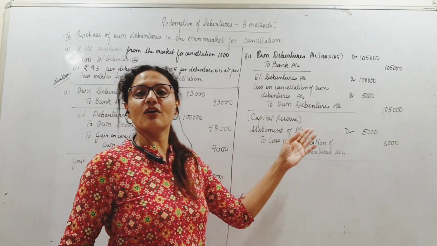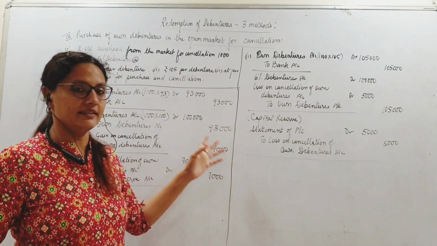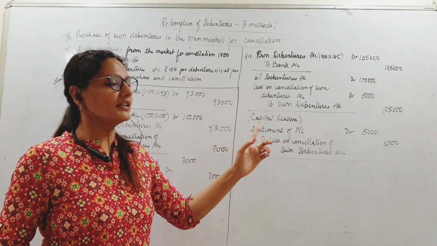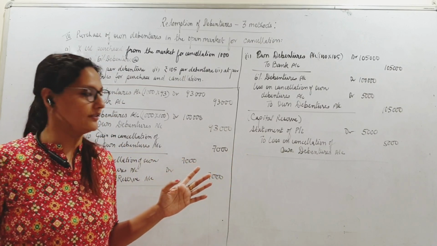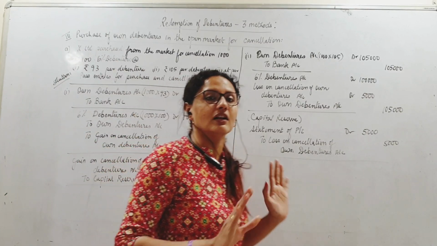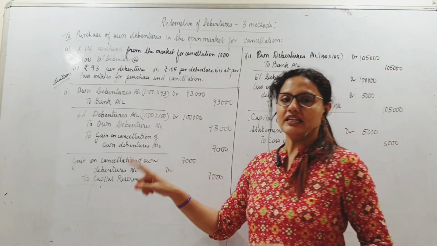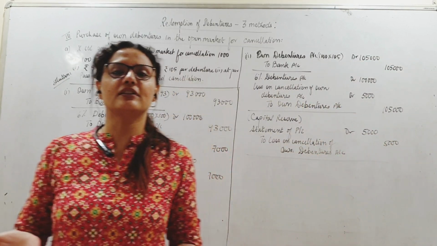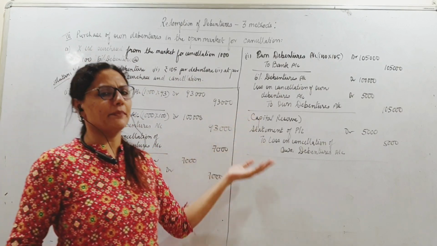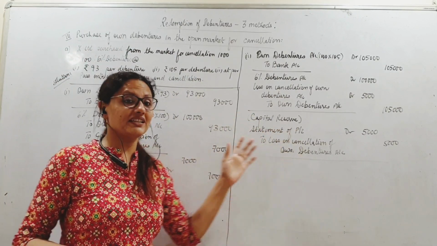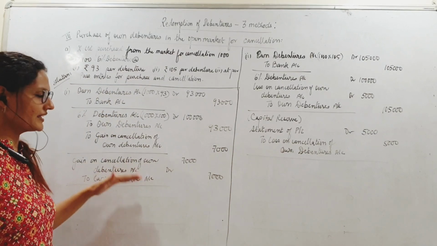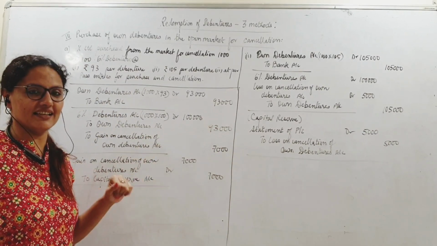So statement of profit and loss debit to loss on cancellation of own debentures 5,000 हो गया. Loss भी cancel करना है याद से and gain भी transfer करना है. दोनों capital reserve में है. Okay? अगर capital reserve नहीं है तो statement of it. But यहाँ पर ऐसा नहीं है. Here you are creating a capital reserve, not utilizing it.